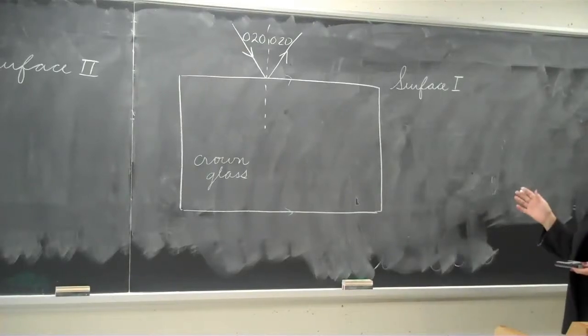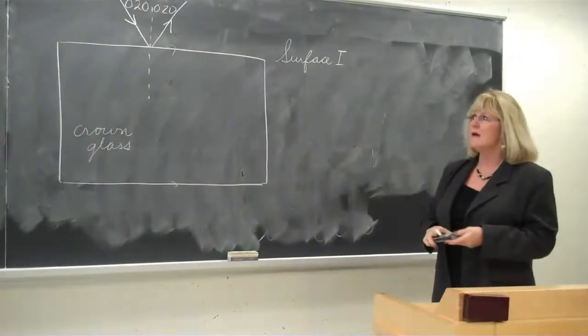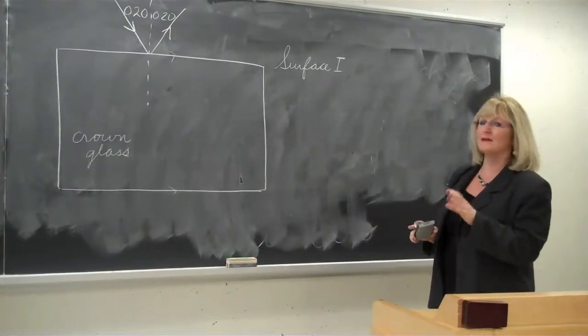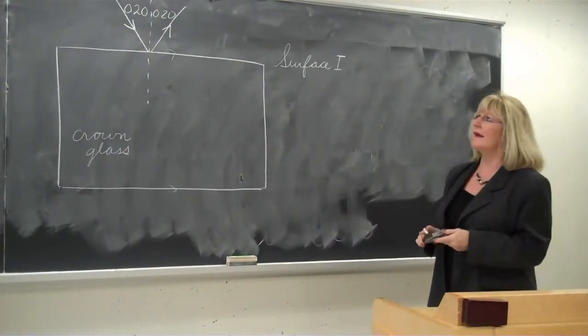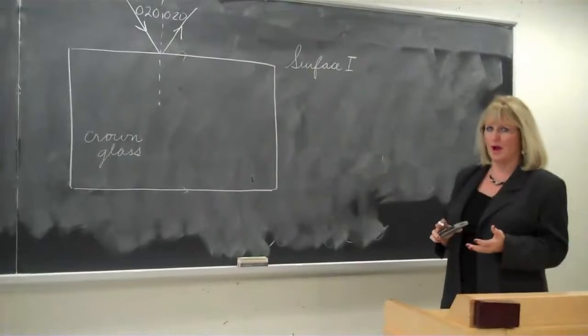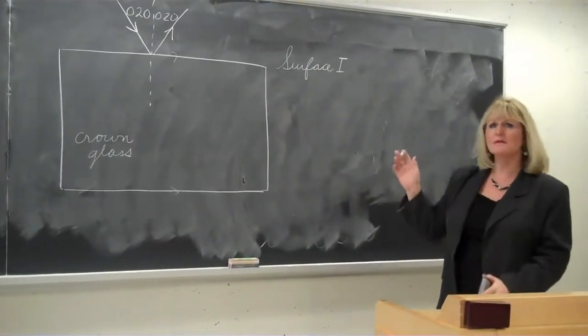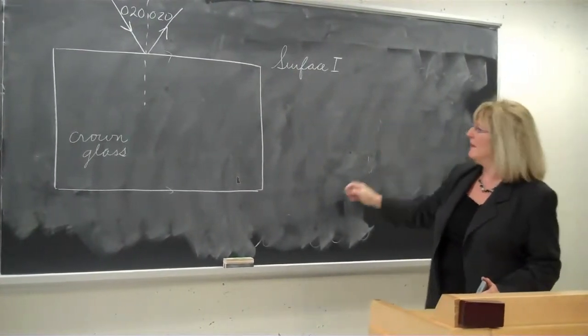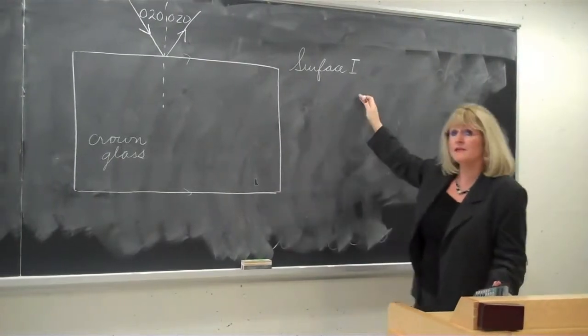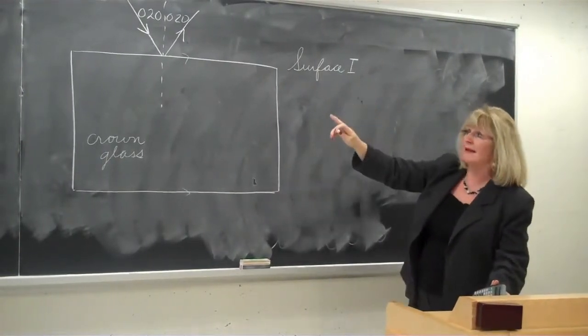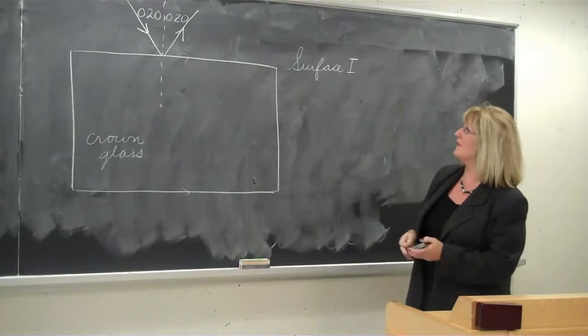Okay, now we're going to move forward and we're going to apply Snell's law. But this time we're going to be looking at not a single surface, we're going to look at a parallel-sided block. And we're going to calculate the total deviation from surface 1 to surface 2. So my calculations for surface 1 will be on this side, calculations for surface 2 will be on the other.